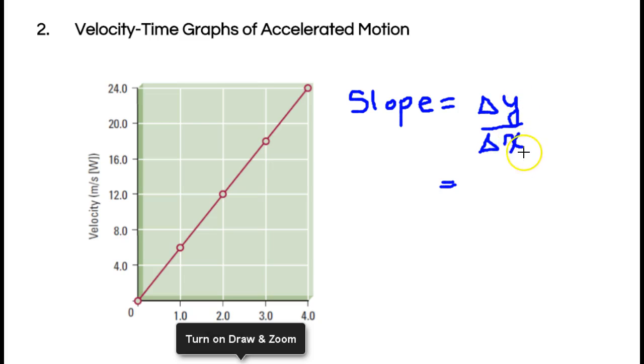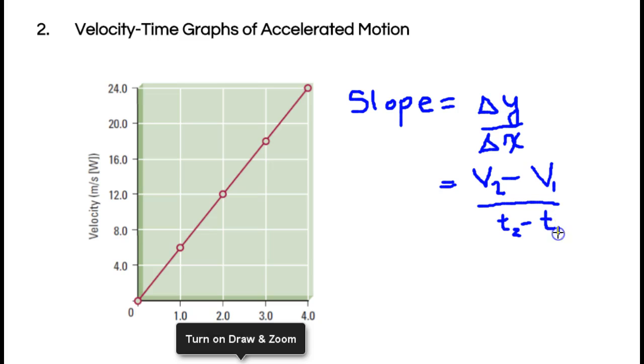Well, let's look at what labels we're using for our horizontal and vertical axes. So for my vertical axis, I'm using velocity. And so velocity, I know the change in that would be my v2 minus my v1. And to get my change in x, I would be looking at my t2 minus t1, right? Or my delta t, my change in time.